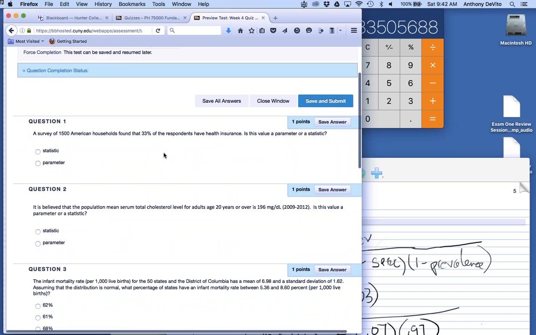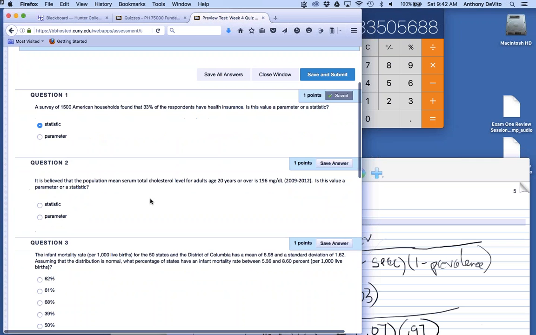A survey of 1,500 American households found that 30% of the respondents have health insurance. Is this a parameter or a statistic? Okay, now remember, a statistic involves a sample. A parameter involves a population. 1,500 American households, well, that's a sample. That's not all American households. That's a sample of American households. So this is a statistic.